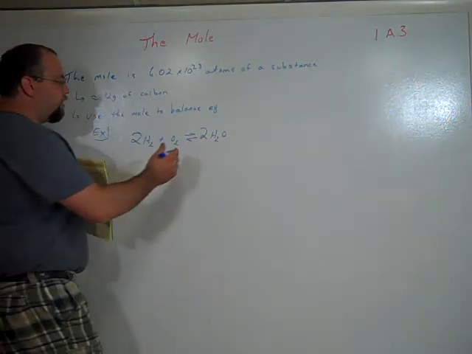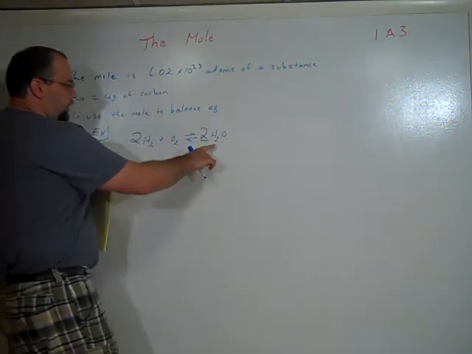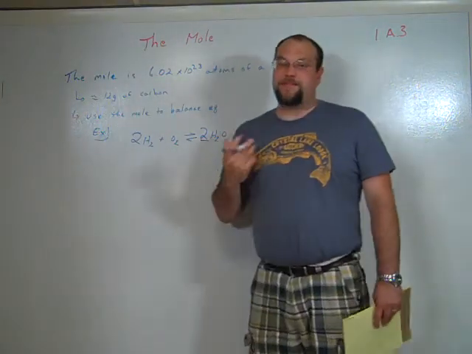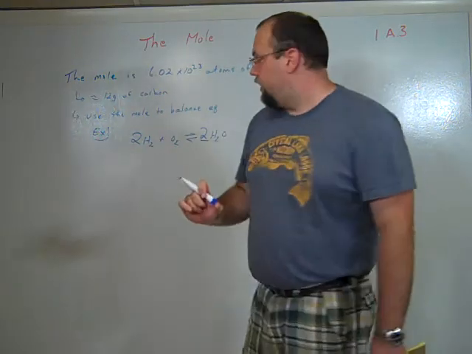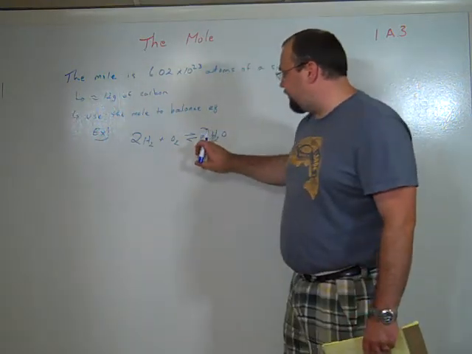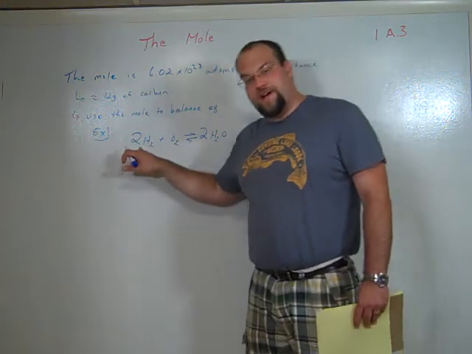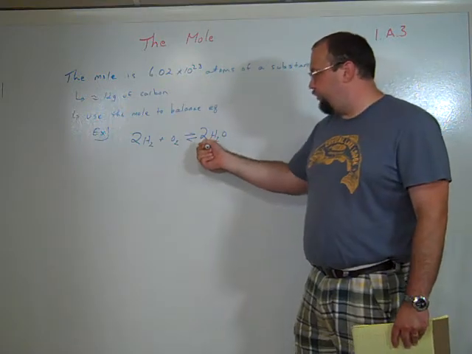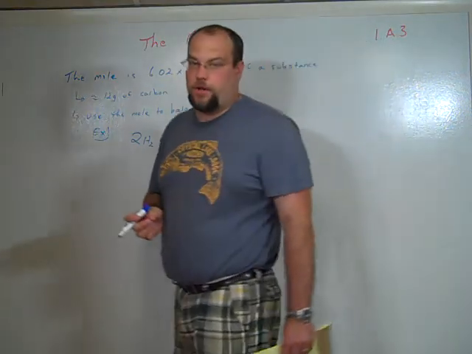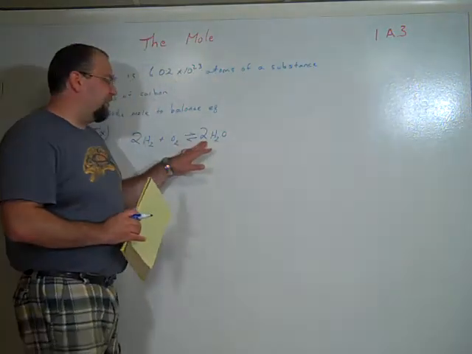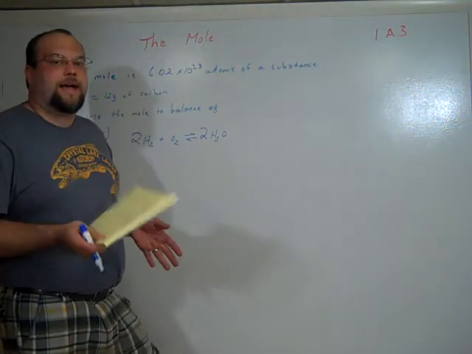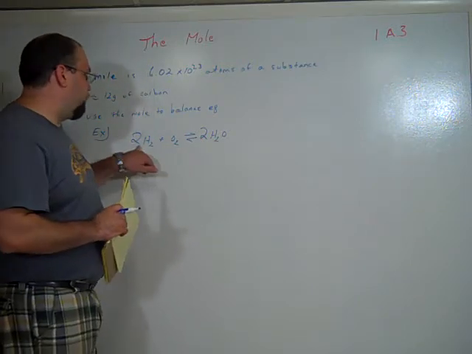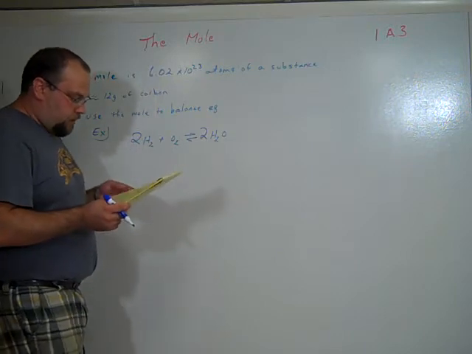These coefficients are not actually talking about the molecules. This isn't saying I have 2 molecules of water. It's actually saying I have 2 moles of water. So this reaction is really saying if 2 moles of hydrogen and 1 mole of oxygen react together, they will yield 2 moles of water vapor. So these are actually moles. A lot of times it's easier to think of them in terms of atoms. It's really kind of splitting hairs, but these are actually moles. They're not atoms.